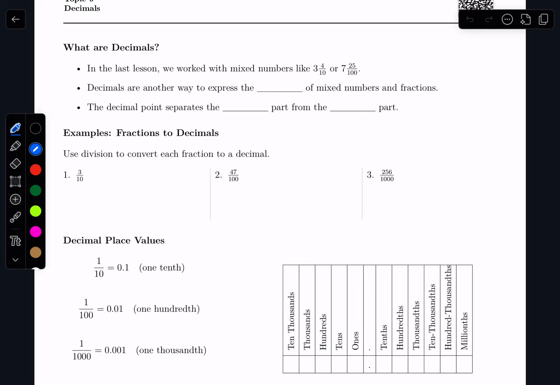What we're going to be doing in this lesson is learn how to say decimals out loud, how to turn fractions into decimals by doing long division, how to multiply, add, subtract, and divide decimals, and how to round decimals to specific place values. So a whole lot's going to be happening in this lesson.